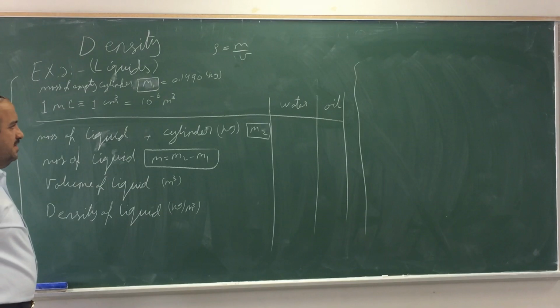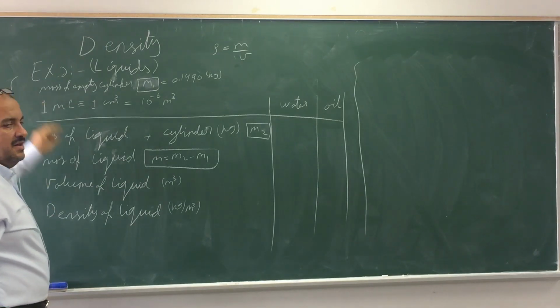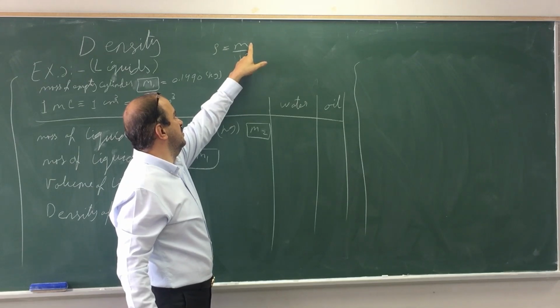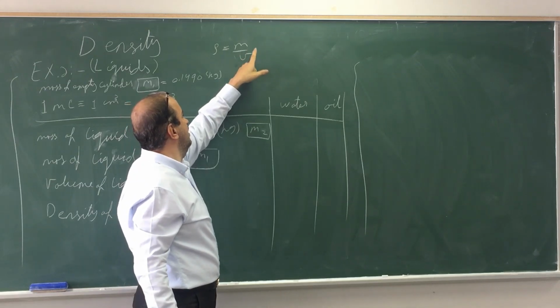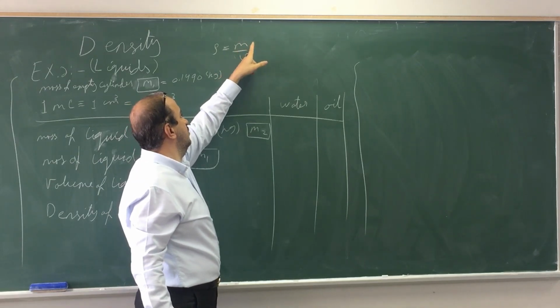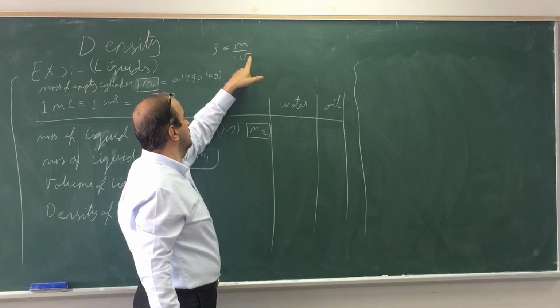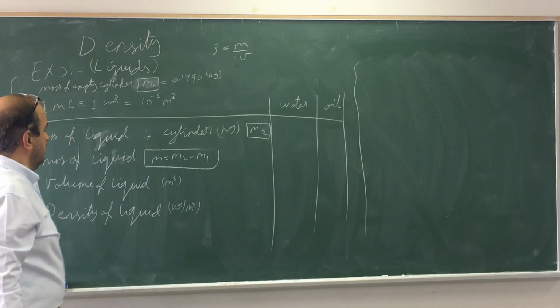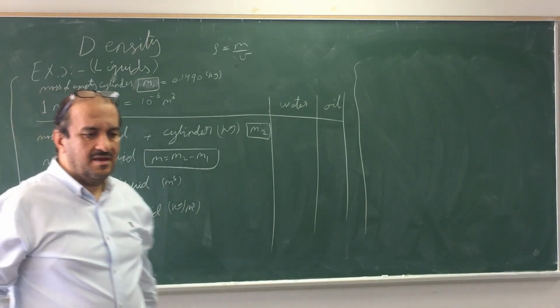To do that experimentally, we will measure the mass. What do we need? We need the mass. In the case of the oil, we need the mass of the oil and the volume of the oil. For the case of the water, we need the mass of the water divided over the volume of the water. Then what do we need? We need to find the masses.